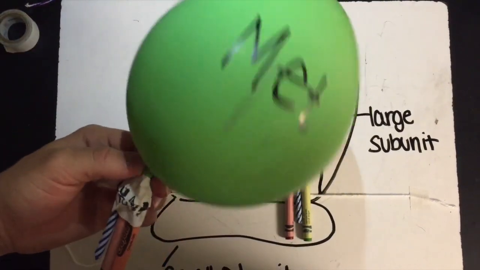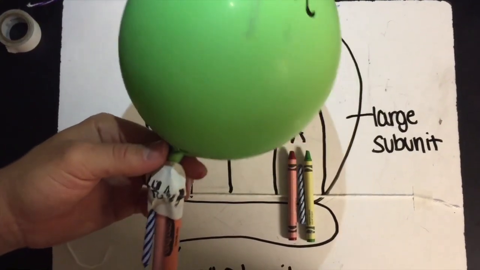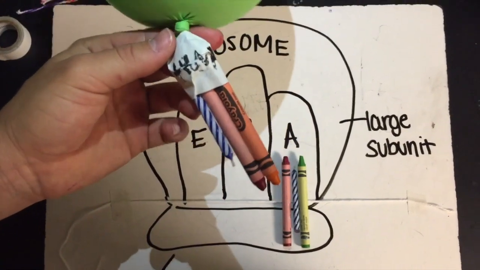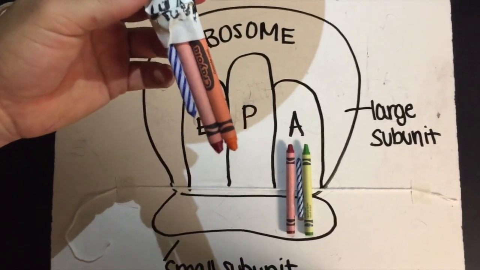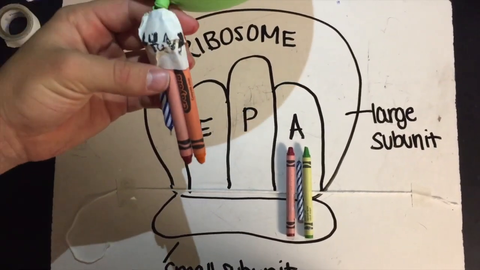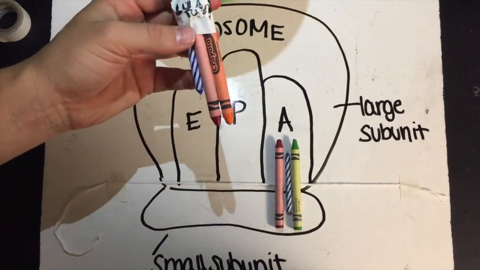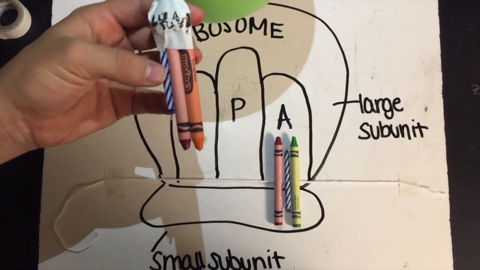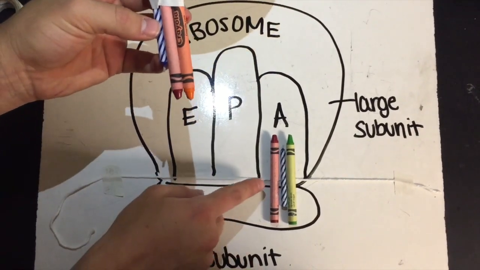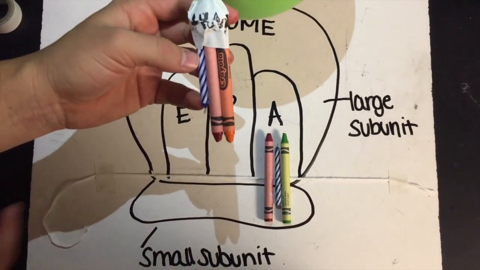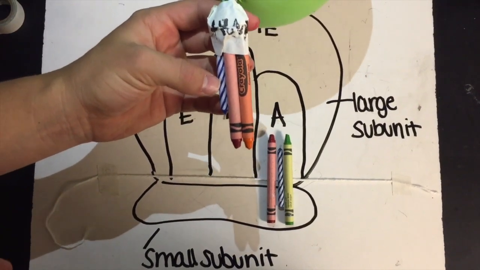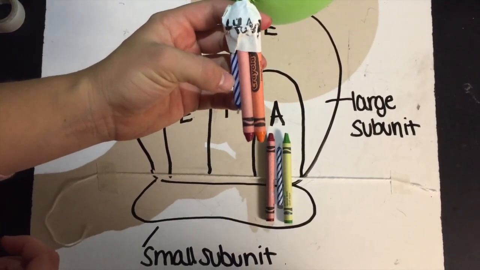tRNA on one end has the amino acid that is coded for on the other end by the anticodon. The anticodon matches up with the correct base pairings provided by the mRNA in the ribosome. The start codon of any protein is AUG, as we can see in the A binding site. So the anticodon is UAC.